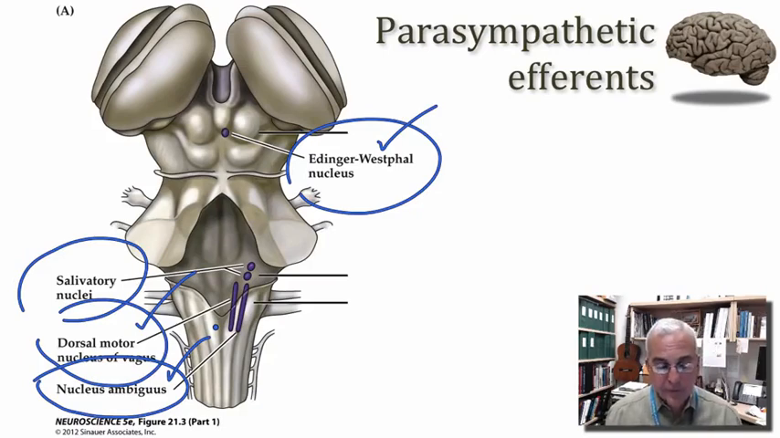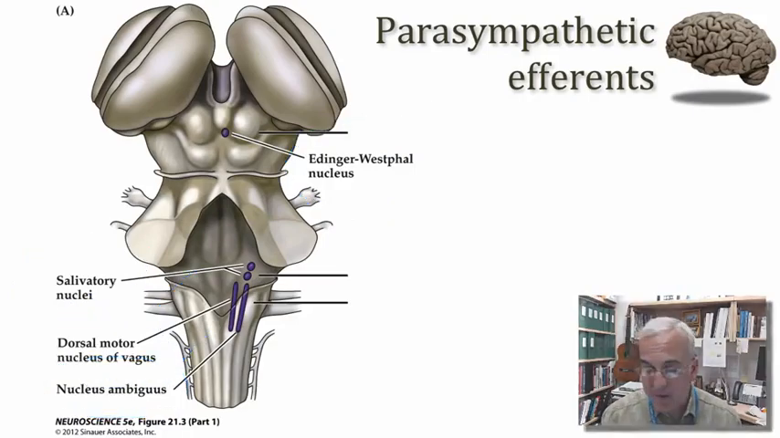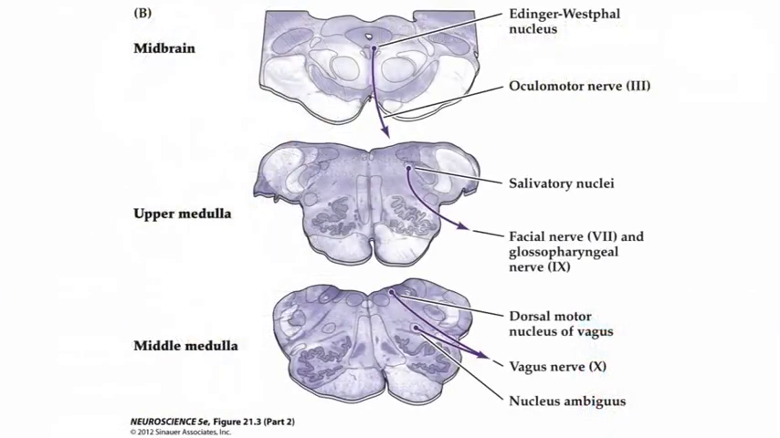Okay, so these are the four major sources of parasympathetic preganglionic neurons in the brainstem, and here they are in cross sections. So here's our Edinger-Westphal nucleus up in the midbrain. Somewhere in this location, we don't need to attempt to find it precisely, are the salivatory nuclei.